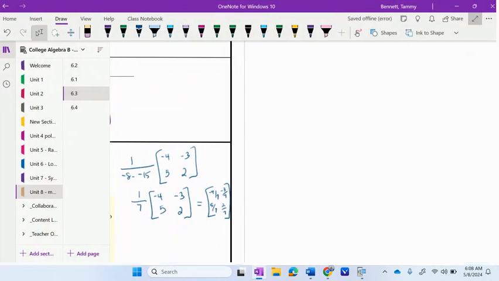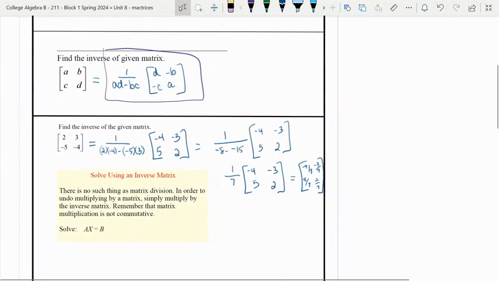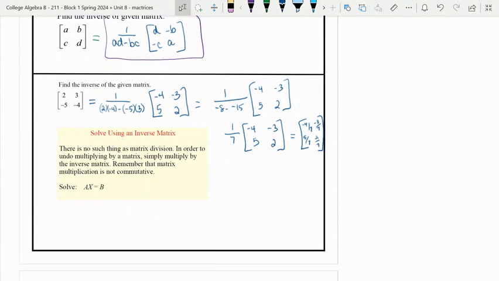Bring the screen back up. How do you know to check? How do you know if they are inverses? How would you be able to check that? You could take 2, 3, negative 5, negative 4 times the matrix we just found. So negative 4/7, negative 3/7, 5/7, and 2/7. If I multiply these together, I'll bring that screen back up.